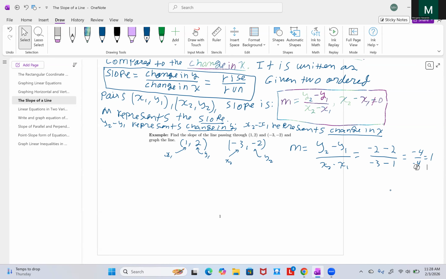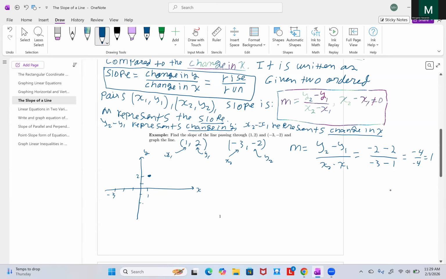So here we have to graph this line that passes through the points in a rectangular coordinate system. The first ordered pair is (1, 2): x is 1 and y is 2, so the point we're looking for is this here. The second point is (-3, -2), this point here. So the slope of the line is 1, and drawing the line, this is what we get. This is the line.